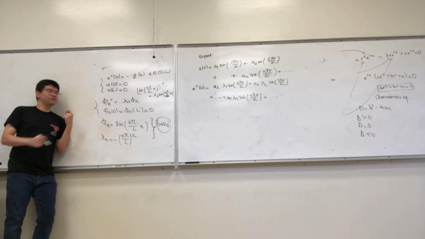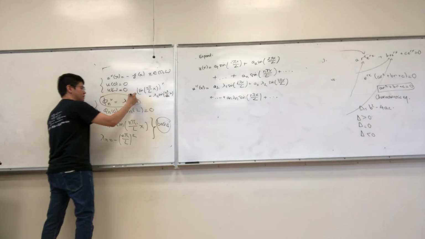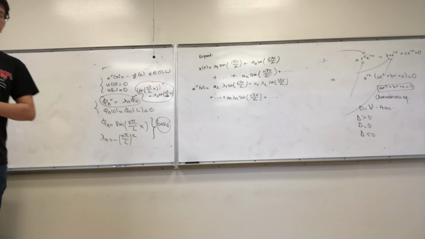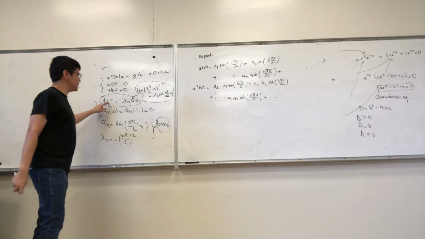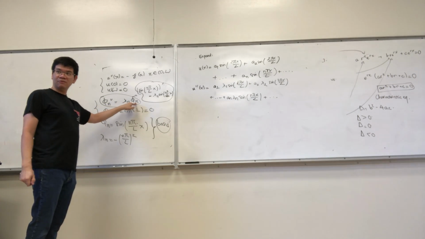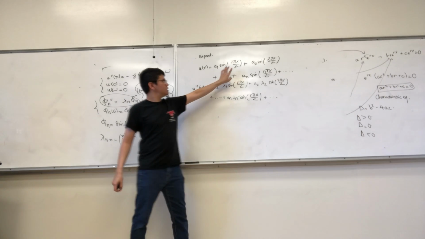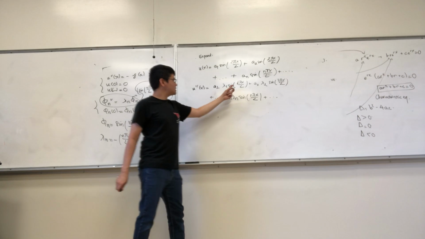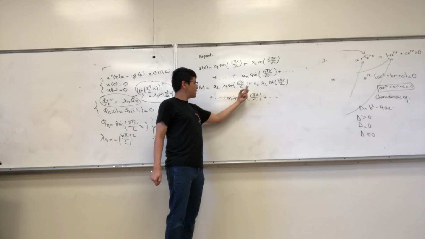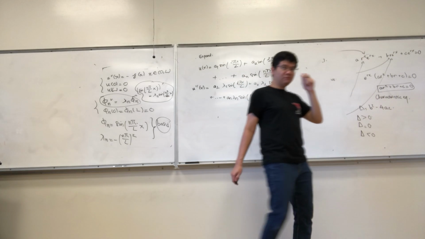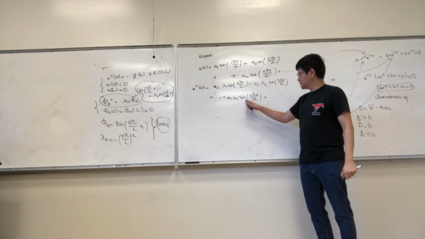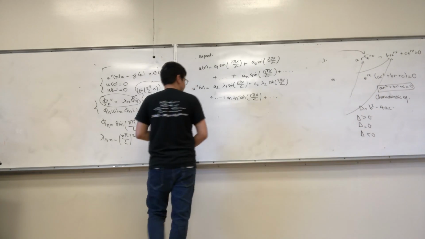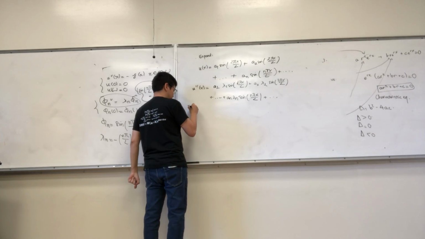From the eigenvalue problem, you know that phi n second derivative is lambda n phi n. So when you take the second derivative of all of the basis functions, you get a1 lambda 1 sin(πx/L) plus a2 lambda 2 sin(2πx/L) plus an lambda n sin(nπx/L). Now I'm going to expand f.